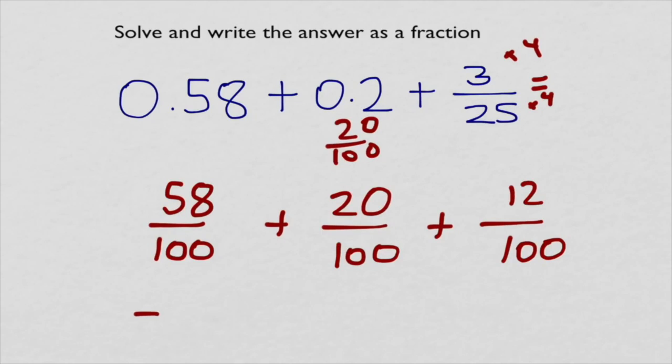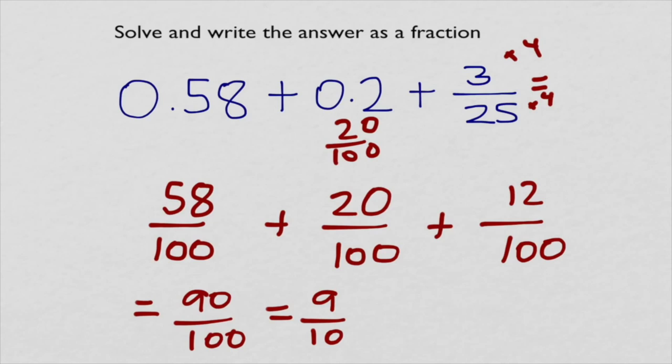If I add those three together, 58, 20, 12, I get 90 over 100, and I can simplify that to 9/10. Excellent work if you got that correct.